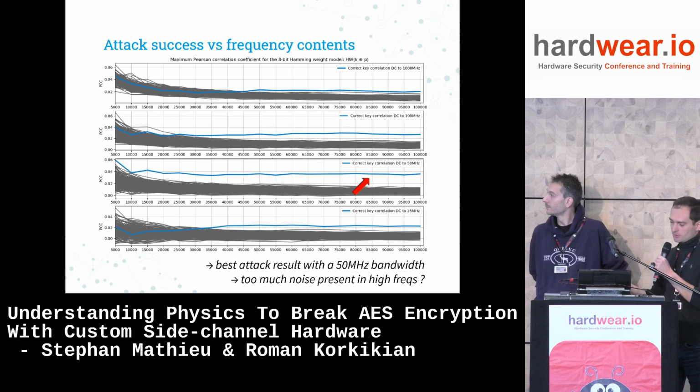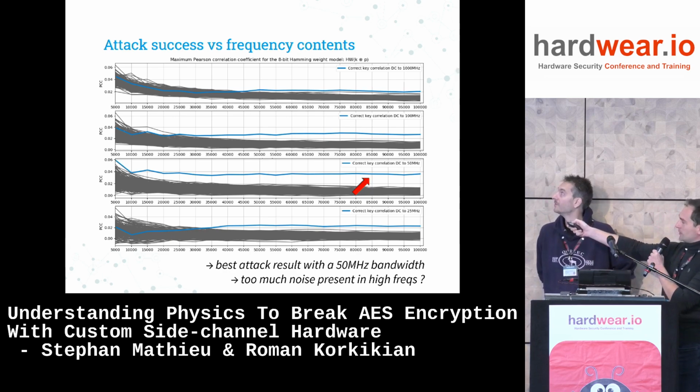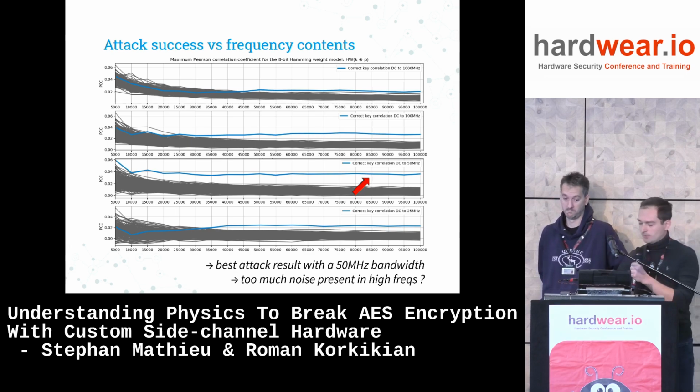But it appears that when we filter from DC to 50 megahertz, we have the fastest and the best distinguisher for correlation. If we filter more, then our correlation and distance between the correct and wrong key drops. Also, if we filter less, then our key pops up later.